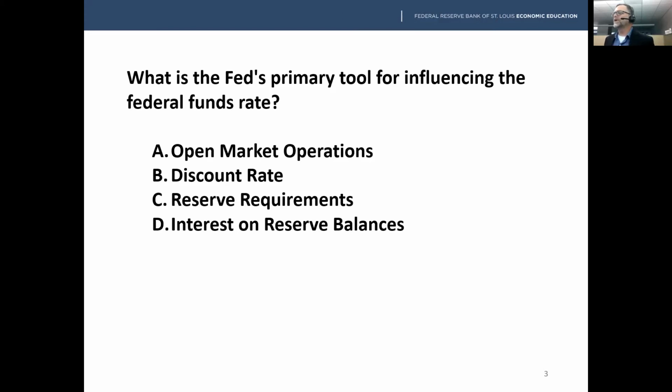All right, so let's see. I'm going to end the poll. And there we are. Open market operations got 35% of the vote. Discount rate, 26% of the vote. Reserve requirements, 4%. And interest on reserve balances is 35%. I am just writing this down so we can do a pre-post to see if your answers change over the course of our presentation. I'm going to close this.